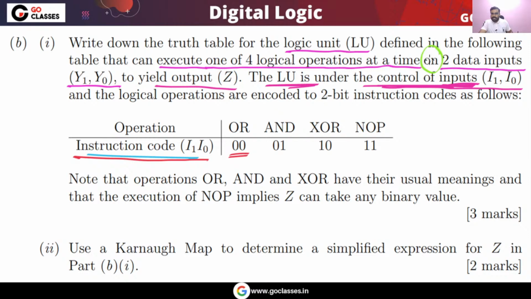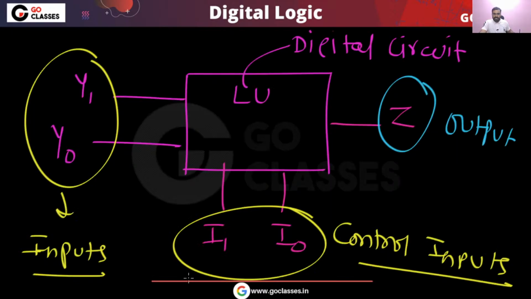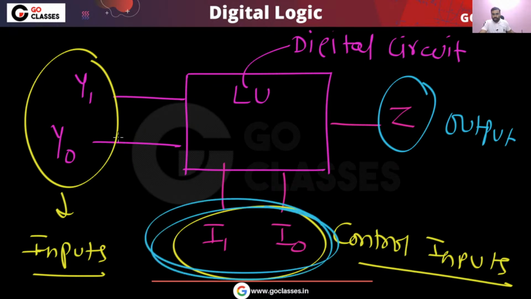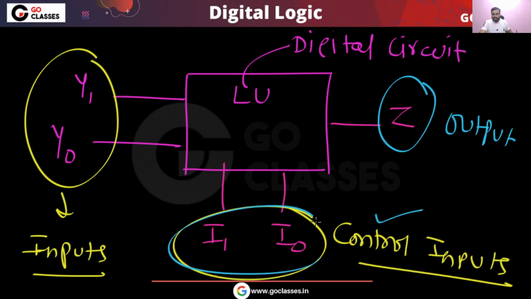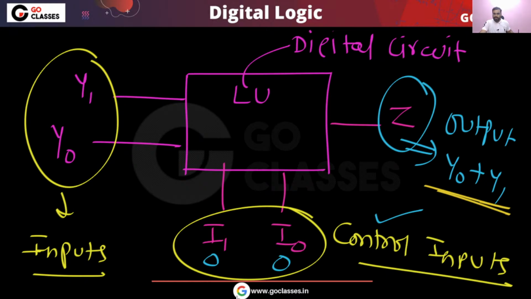Because remember the question, read the question. We are performing on these two inputs. The idea is, if these control inputs are 0 0, then the output will be Y0 or Y1. Okay? If these are 0 0, then the output will be Y0 or Y1. This will be the output.